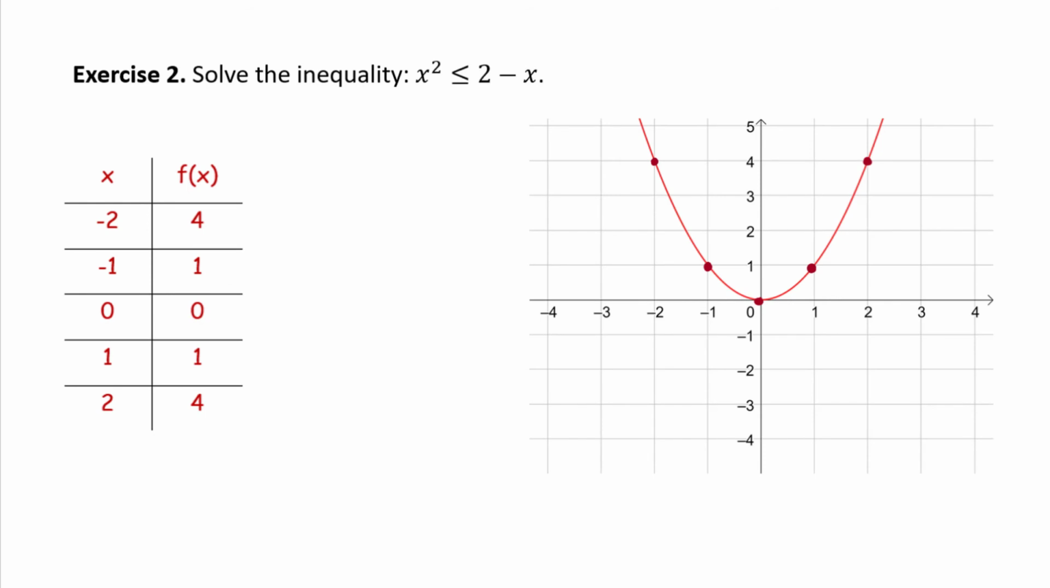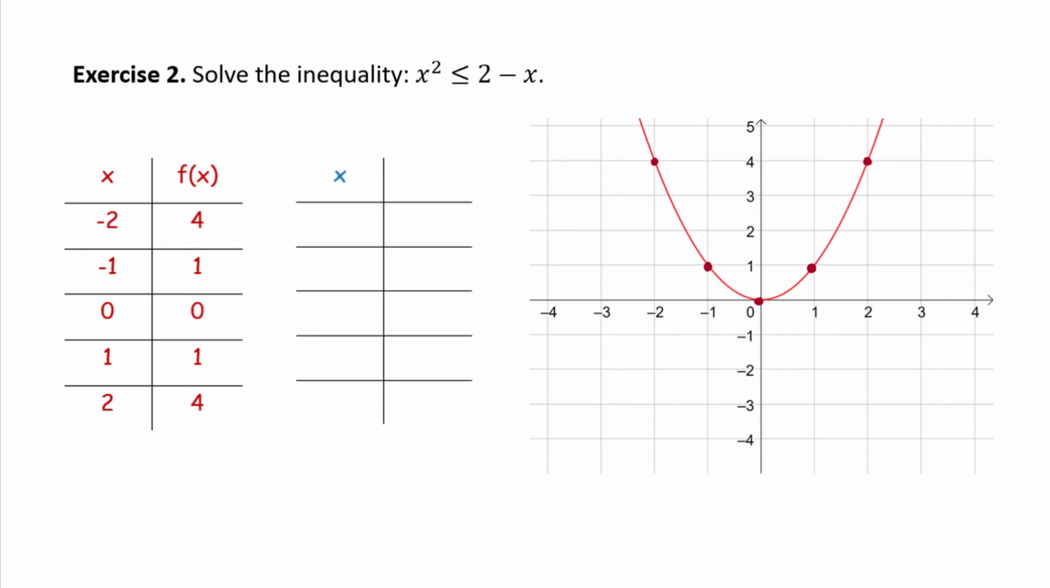Now we'll complete a t-chart for the line function g of x as well. The first column is labeled x, and the second is g of x. I will select the same x values as for the previous function. So I'll have negative 2, negative 1, 0, 1, and 2 for the x choices, and evaluate each in the linear function 2 minus x.